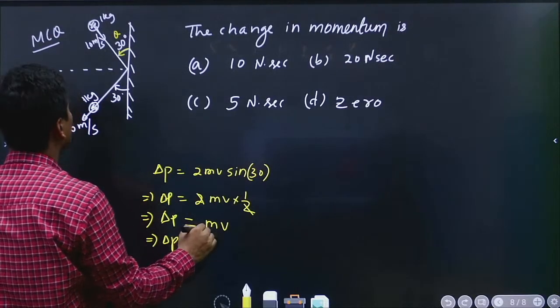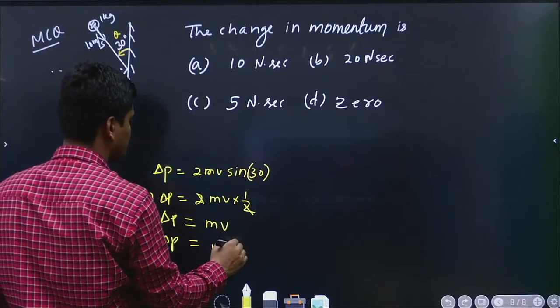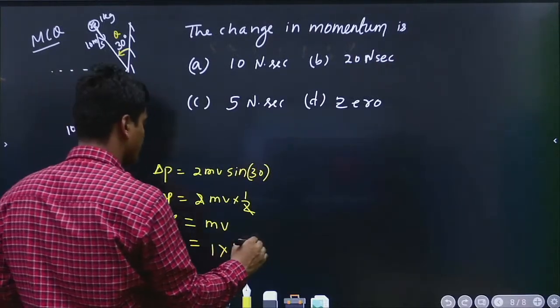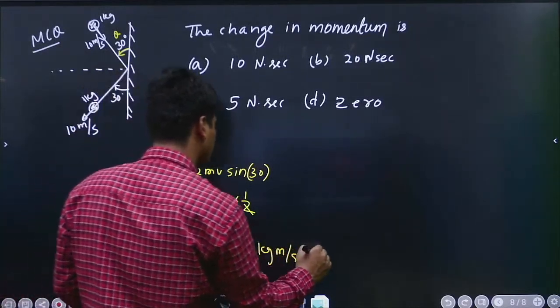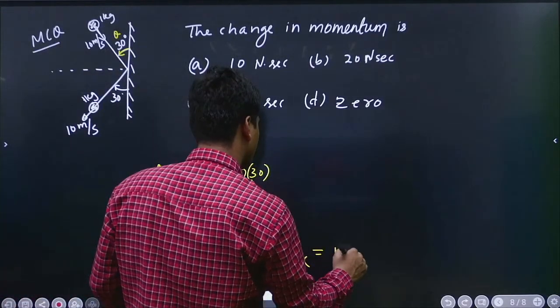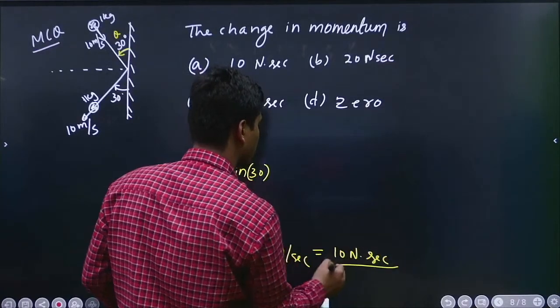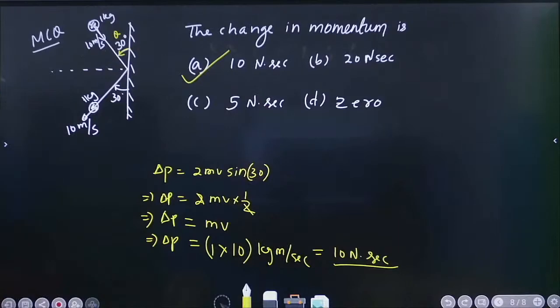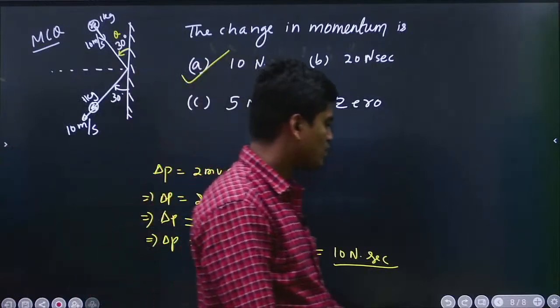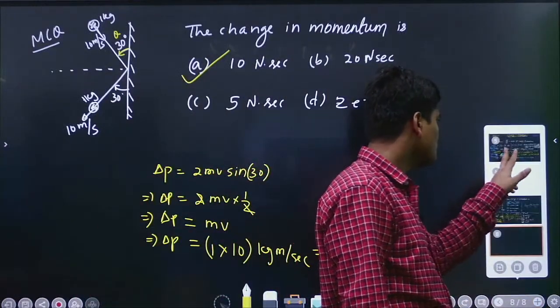If the change in momentum is mv only, then what can you do here? Here the m value is given as 1 and the v value is 10. So it is 10 kg meter per second, or you can tell this as 10 Newton second, because the unit of change in momentum is Newton second. So it is coming 10 Newton second. So this type of questions will be there. Now we'll discuss another type of questions, how the other type of questions will be asked, from the graphs. Now come to here.